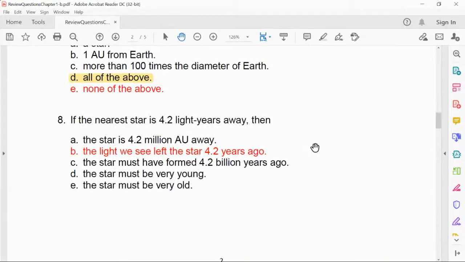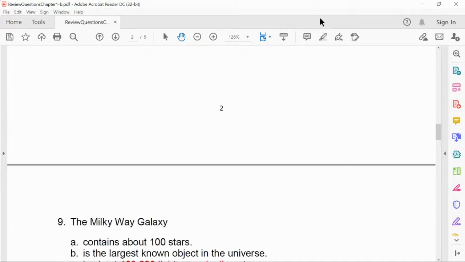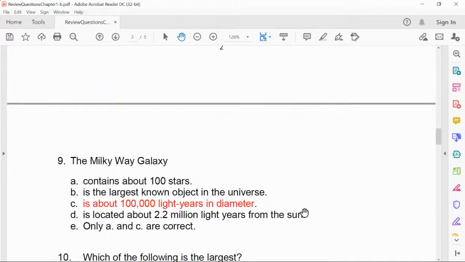Now, if the nearest star is 4.2 light years away, which we talked about, Proxima Centauri, the light we see left the star 4.2 years ago. That means when we look at the star, we're not seeing the star right now, we're actually seeing the star as it was 4.2 years ago.